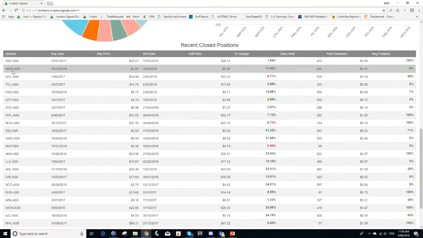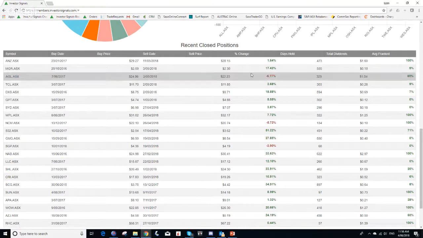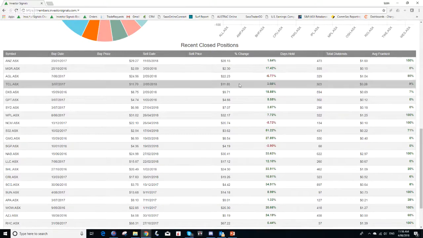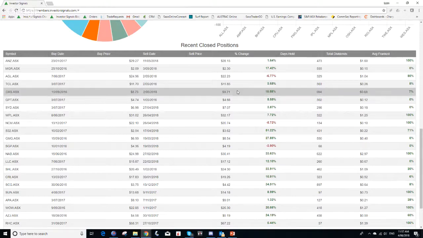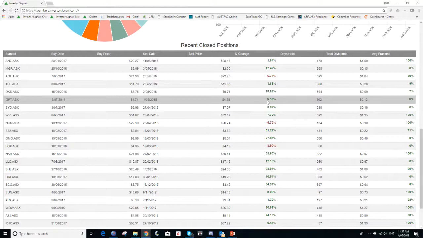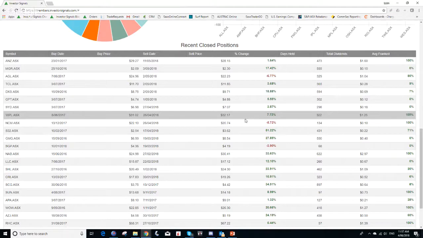So this includes all the stocks in the top 20 model, as well as obviously the extra 30 stocks that make up the 50 index. So when we look at the performance of a couple of those names that appear in this portfolio that are not in the top 20, you look at Mirvac Group there, which delivered a 17% return. AGL was a negative return, and that's now been removed from the model. Transurban 3%. So Dexus delivered 18%. GPT 5.5%. What else we got?